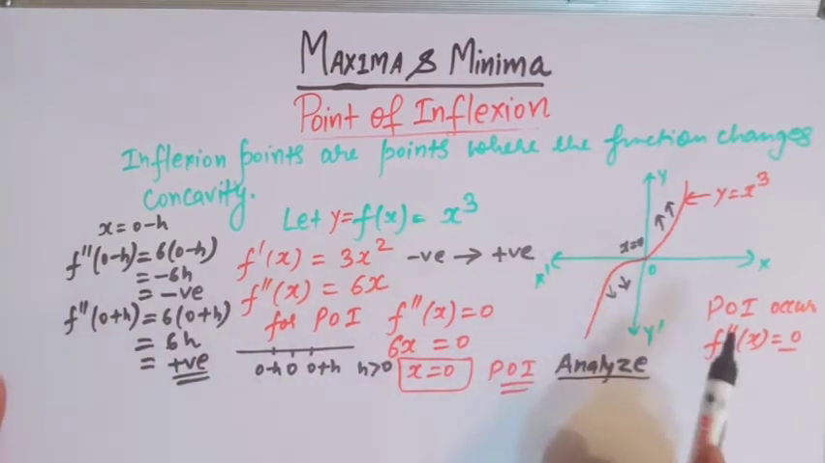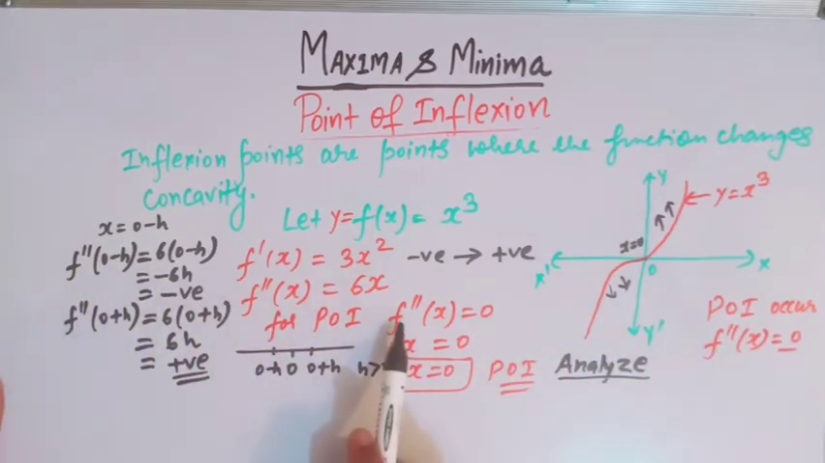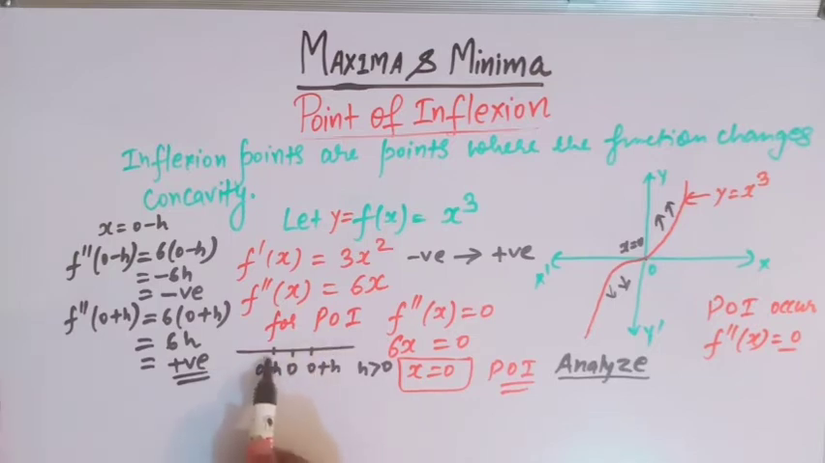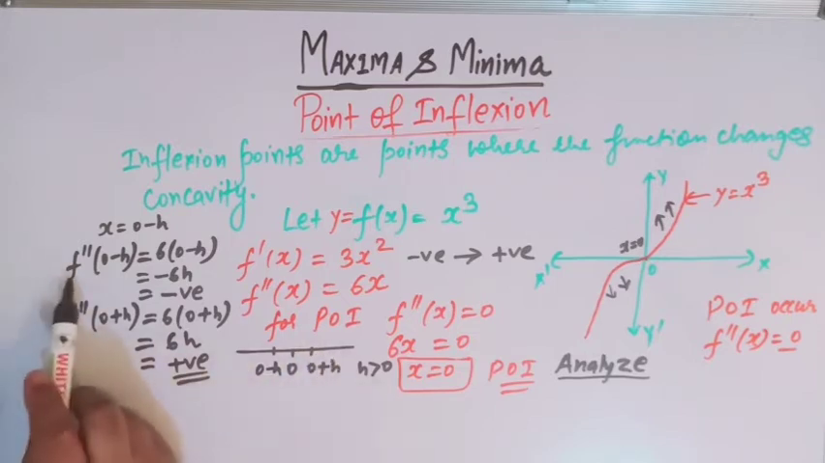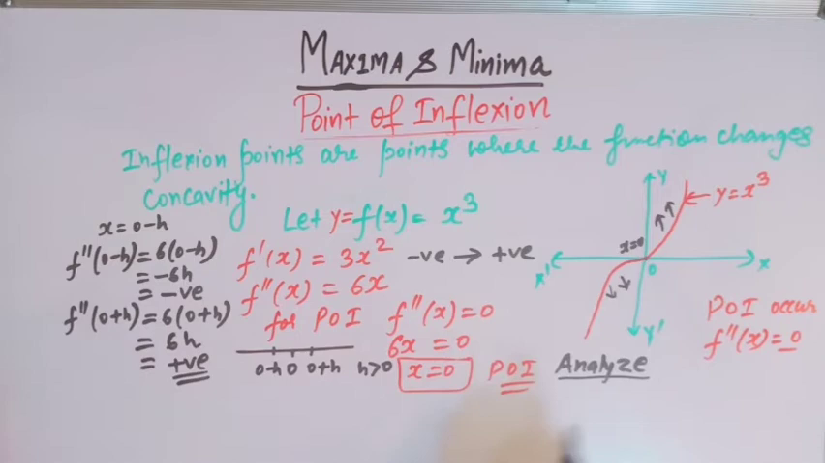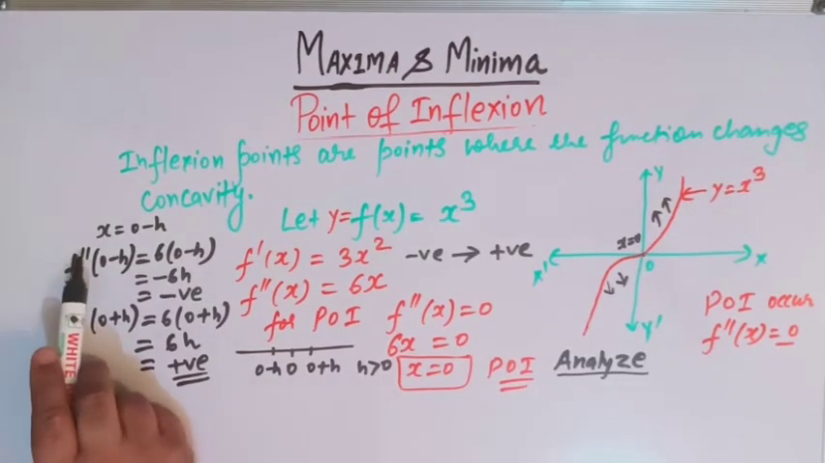And further we have obtained the second derivative, and in the neighborhood of x equal to 0, we have taken a point to the left and a point to the right. To the left we have 0 minus h, to the right we have 0 plus h, and we have analyzed the sign of the second derivative.